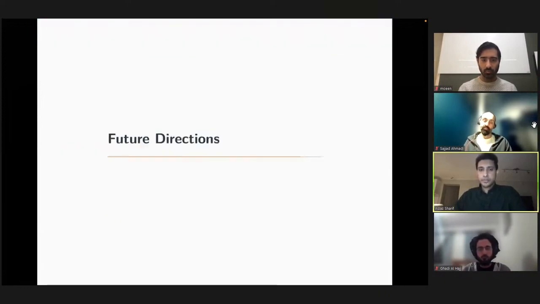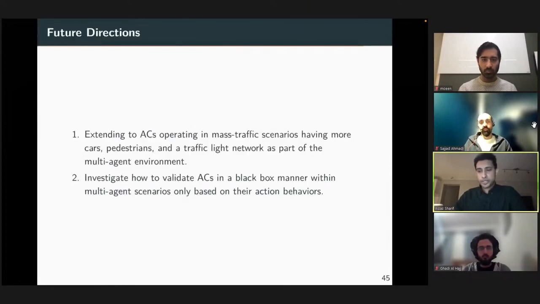So there can be a lot of future directions, but the two main future directions I'm working on currently in my PhD is to extend to autonomous cars operating in mass traffic scenarios, where not only you have more cars, but pedestrians and a whole network of traffic lights as part of a multi-agent scenario. But it is challenging not only from the coding perspective, but also from a theoretical perspective.